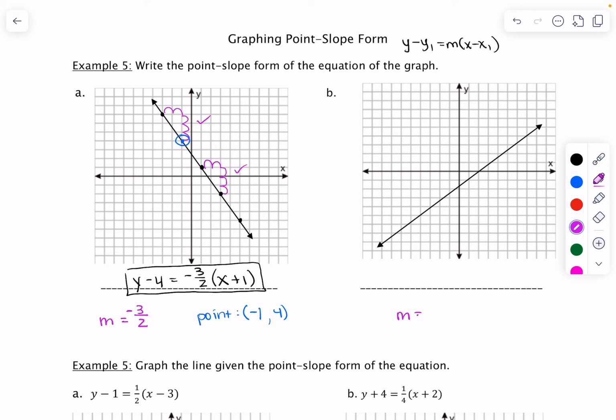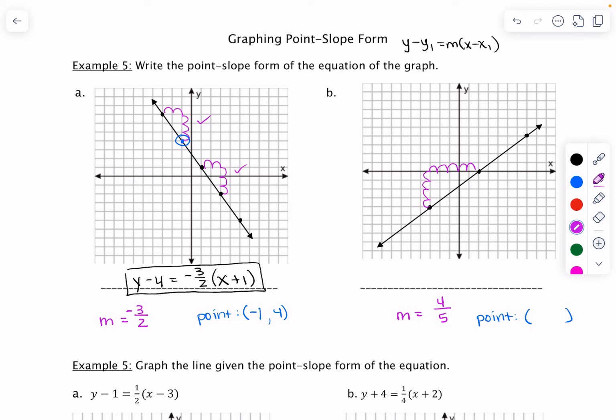Okay. Same thing with this one. Let's find our slope and let's find our point. Let's first draw in some coordinate pairs along this line. I see one right here. The next one I see is here. And then I see one here. I think 3 is plenty. Finding the slope is 1, 2, 3, 4. So up 4 over 1, 2, 3, 4, 5. And this line is positive, so I'm going to keep it 4 over 5, not make it negative.